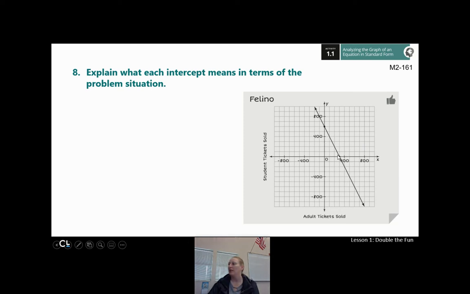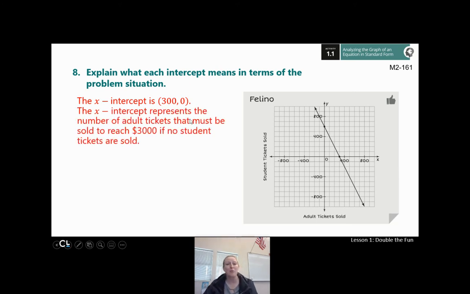So the x-intercept, that's this one. It's 300, right? So the x-intercept is now (300, 0). And so that means, since our x is our adult tickets sold, the x-intercept represents the number of adult tickets that must be sold to reach $3,000 if no student tickets are sold.